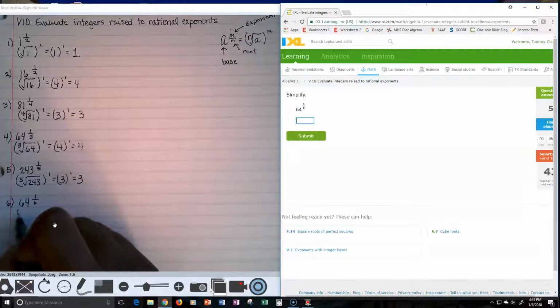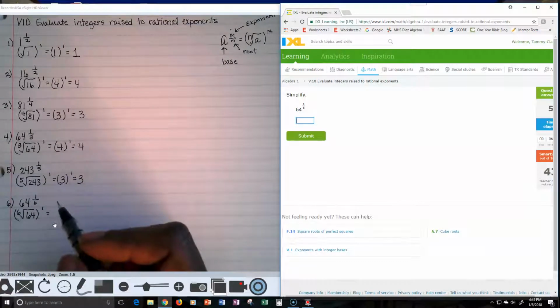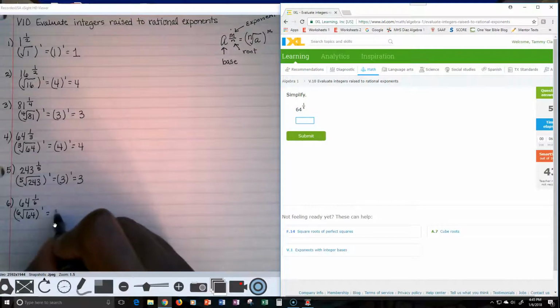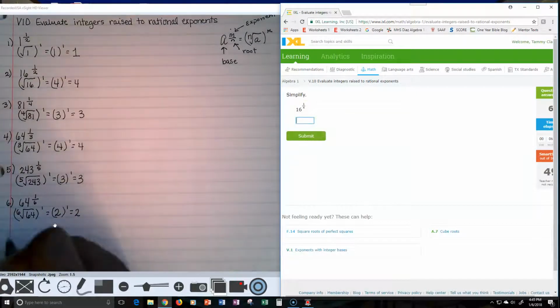So I'm taking the 6th root of 64, and I'm going to raise it to the first power. Well, it's even, so I could start with 2. And I know 2 to the 5th power is 32. So 2 to the 6th power, 32 times 2 is 64. So my answer would be 2 raised to the first power, which is 2.